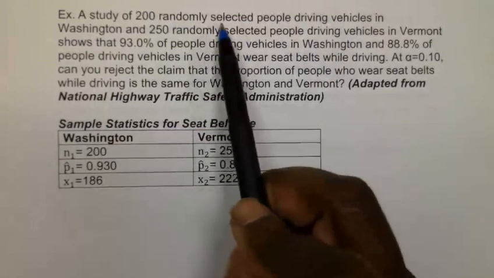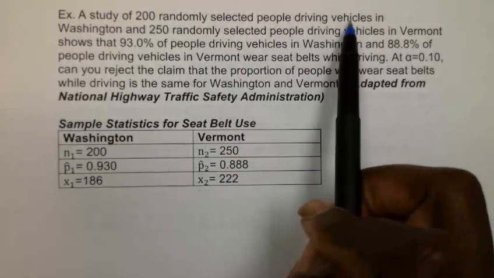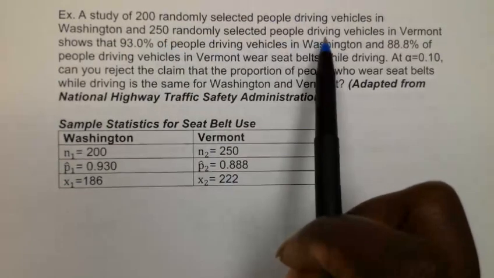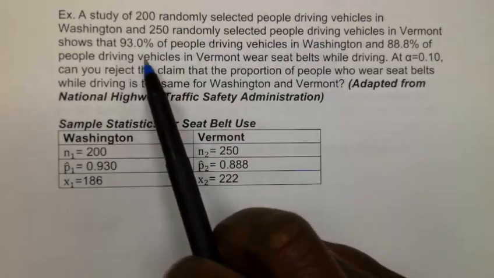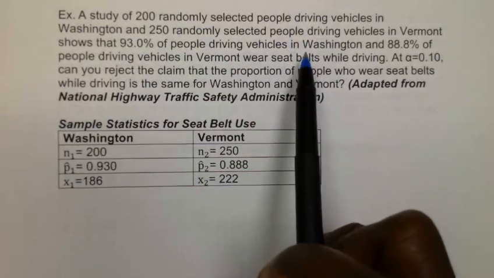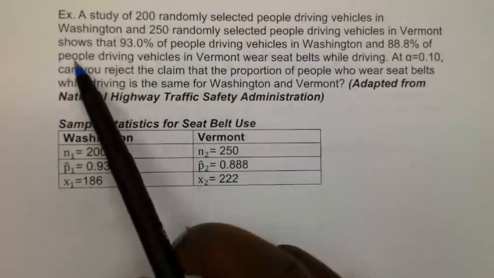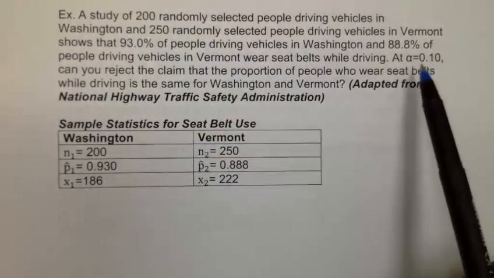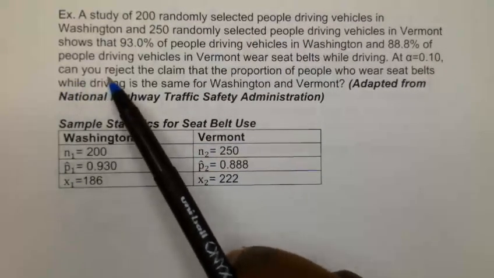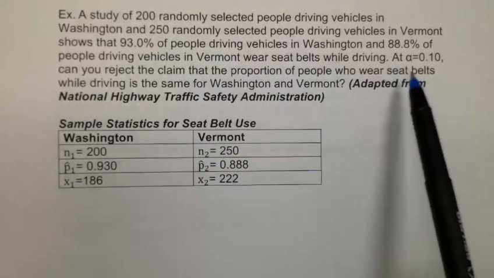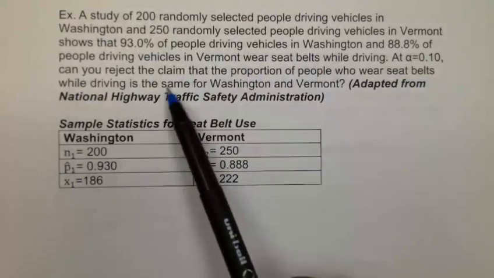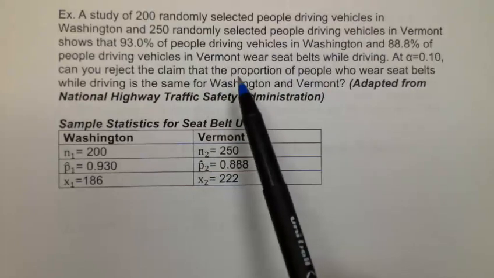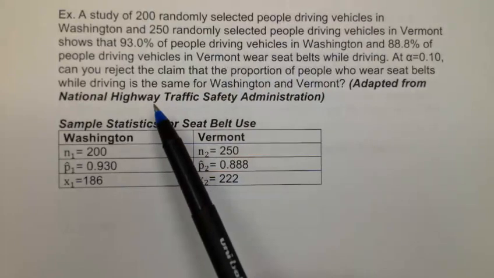A study of 200 randomly selected people driving vehicles in Washington and 250 randomly selected people driving vehicles in Vermont shows that 93% of the people driving in Washington and 88% of the people driving in Vermont wear seatbelts while driving. At the 0.10 level of significance, can you reject the claim that the proportion of people who wear seatbelts while driving is the same for Washington and Vermont? So we're trying to see if they're the same for Washington and Vermont.